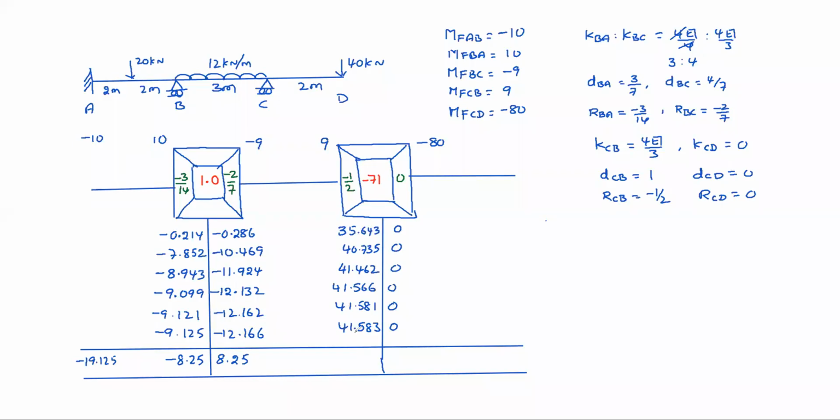Similarly, for CB, the fixed moment is 9 plus 2 times the near end moment 41.583, plus the far end moment, minus 12.166, that is plus 80. Here, the fixed moment is minus 80. Near end contribution is nothing, far end contribution also nothing. So minus 80. So these are the final moments. Okay, A, B, and C. So the same problem we will do in another method, another way.